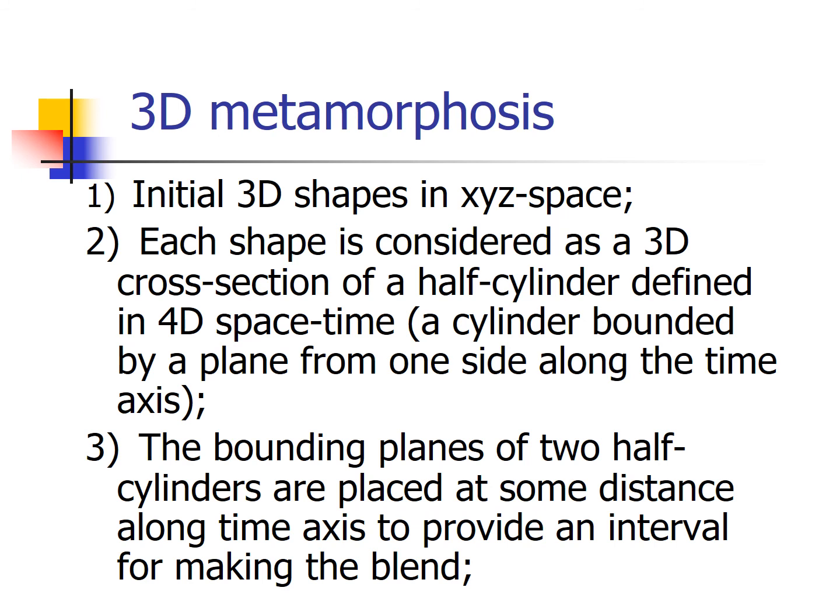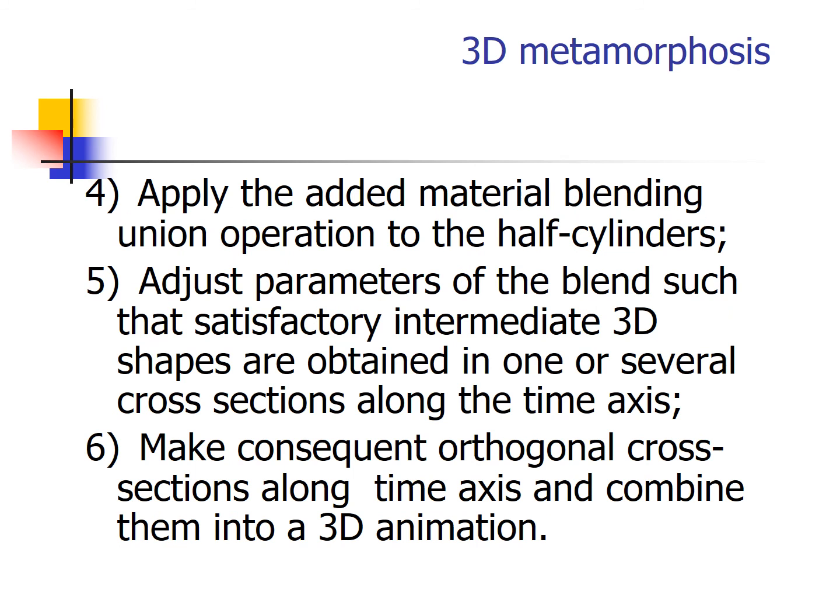Next, the bounding planes of two half-cylinders are placed at some distance along the time axis to provide an interval for making the blend. Step number 4. Apply the added material blend operation to the half-cylinders. Step number 5. Adjust parameters of the blend such that satisfactory intermediate 3D shapes are obtained in one or several cross-sections along the time axis. Step number 6. Make consecutive orthogonal cross-sections along the time axis and combine them into a 3D animation.